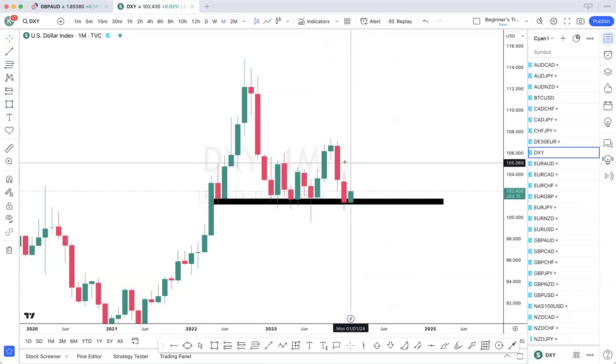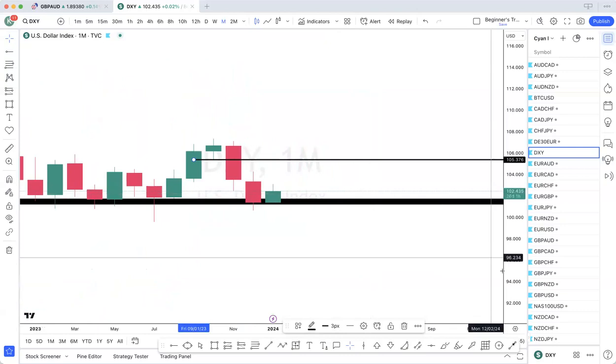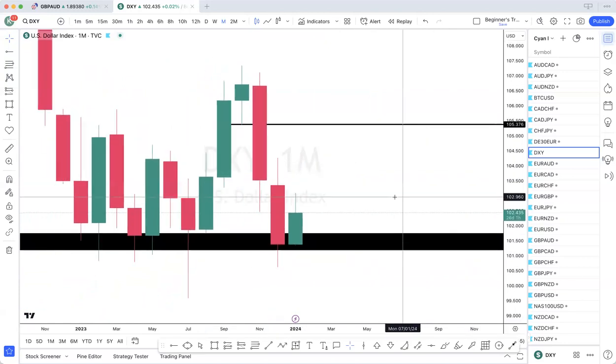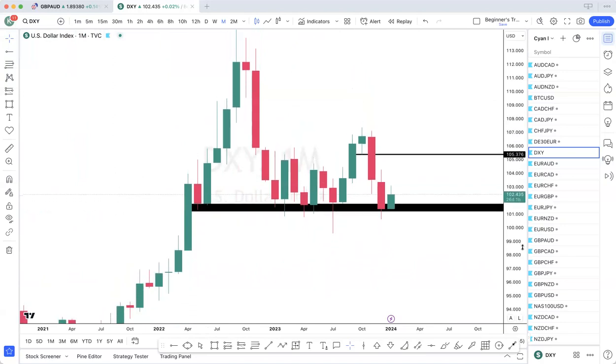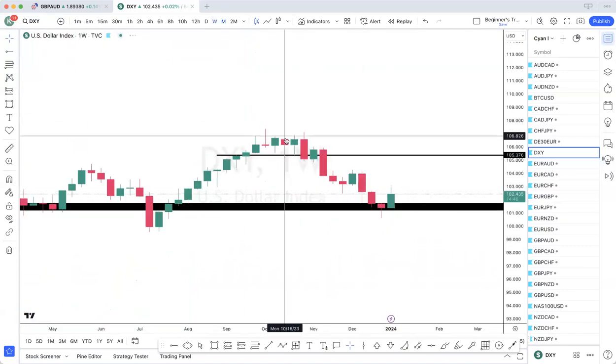So price may start pushing up this way. It barely has a wick at the bottom, so price could come back and push up. It can do a lot within the month, right? But it is on a very strong key level right now. So let's look at the weekly.